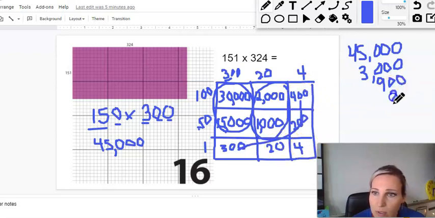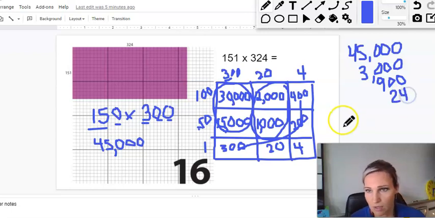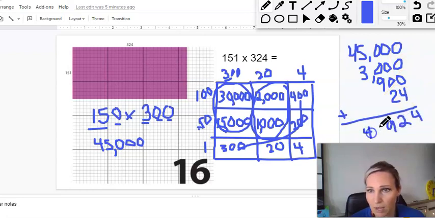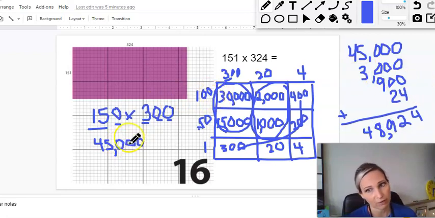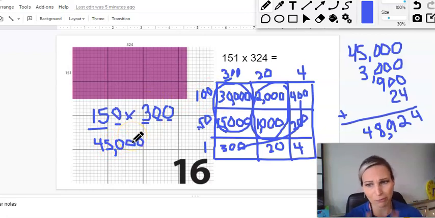Now I'm going to do 24. So all together, I'm going to add these up. 4, 2, 9, 48, 48,924. And my estimate was 45,000, so I'm off by a few thousand, but really, since it is a larger number, I'm not off too much. So 48,924, that's today's calendar grid marker.